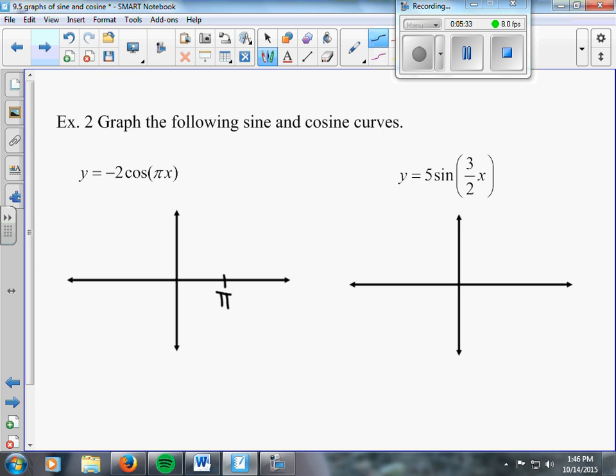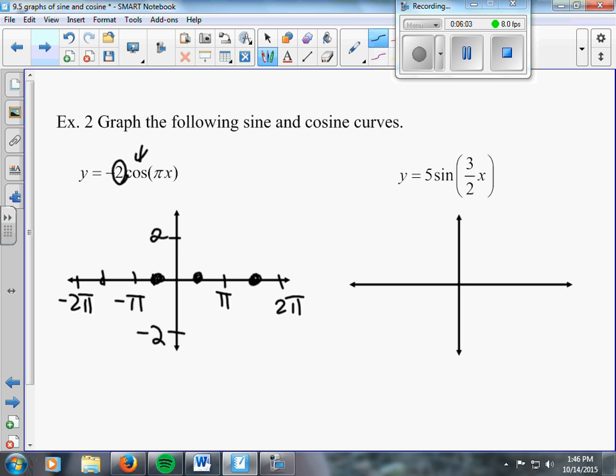So I'm going to start this the way I always start it, by labeling my x-axis with pi, 2 pi, negative pi, and negative 2 pi, and go ahead and put in tick marks for the halves. I am going to change my 1 and my negative 1. I'm going to look at the amplitude, and I'm going to change to that number, 2 and negative 2. Then I'm going to go ahead and graph just like normal. This is a cosine graph, and so I'm 0 at the half marks.